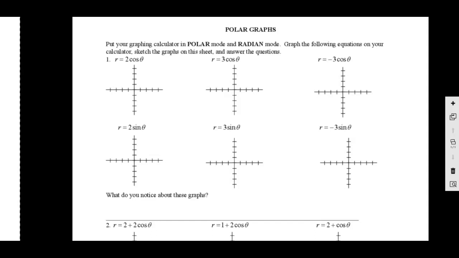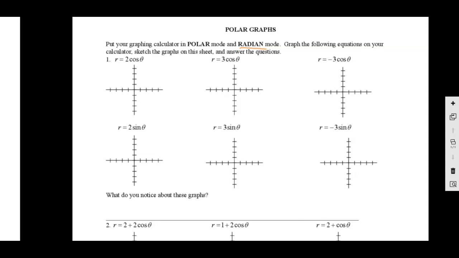There we go. Let's review some of these polar graphs. We're going to switch back and forth between this polar graphing page in our notes and the calculator, because your calculator has a polar mode in it. Of course, we want to make sure that we're also in radian mode. We really don't ever want degree mode for these calculus classes. So always make sure you're in radian.